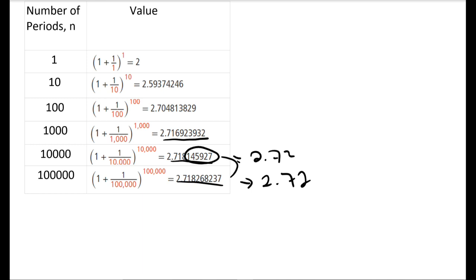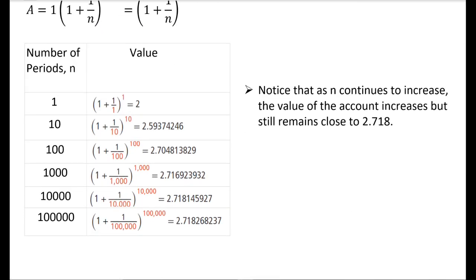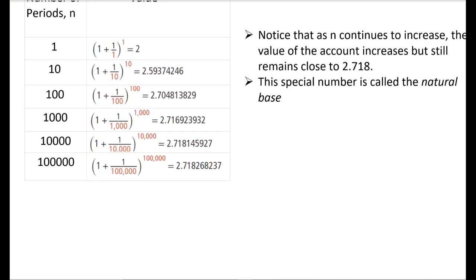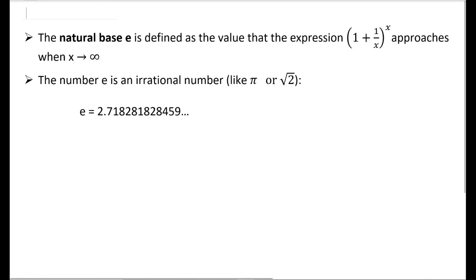So this number right here that you see, the 2.718 number, is a very special number indeed. If you increase the amount of compounding periods, the value of the account increases technically, but it still remains very close to 2.718. And that number is a special number. This special number is called the natural base. So the natural base e is defined as the value that the expression 1 plus 1 over x to the x approaches when x approaches infinity. So in this case, it's 1 plus 1 over n to the n. That was the formula that we had in our example.